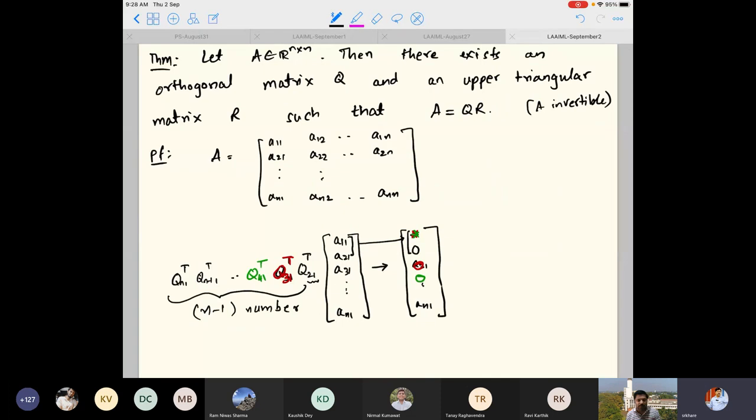But thank you for this observation. It's an important observation. Thank you, sir. I should have mentioned earlier that A is invertible, but for non-invertible matrices also you can come up with this. Then R will not be strictly upper triangular, but we will not get into that right away. I think we'll need it later on. At that time, we'll see what we can do.